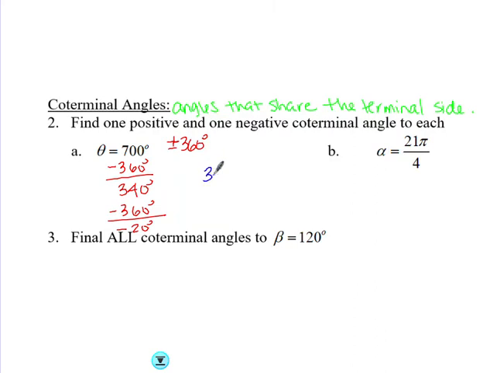Well, 340 degrees and negative 20 degrees both have the same terminal side as 700. There are infinitely many answers to this, as we'll see in question 3, but those are two of the possible answers.